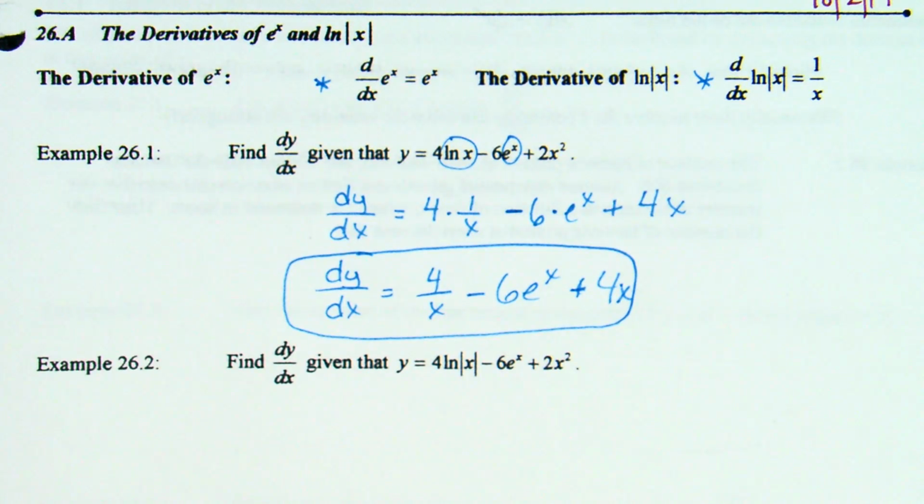Example 2. Find dy dx given that y equals 4 natural log of absolute value of x minus 6 e to the x plus 2x squared.